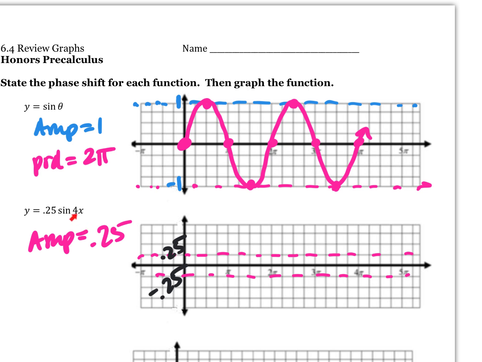The period of this one. Period is always 2 pi over what in this case? 4. What's 2 pi over 4 going to simplify to be? Pi over 2. So you guys, we got to get this whole graph done in half of a pi.